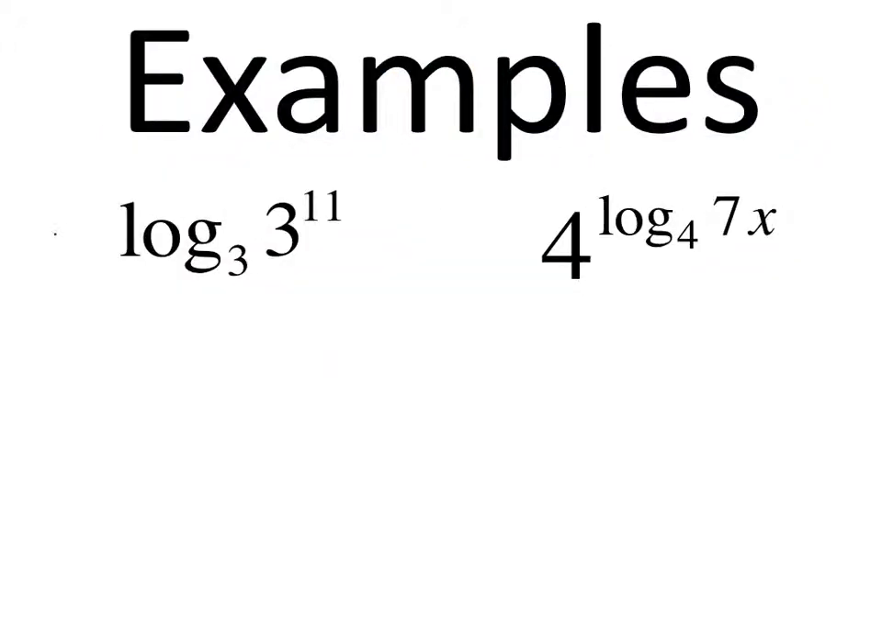So I had 2 examples for this. If I look here, I have log base 3 of 3 to the 11th power. Because these 2 match, they're going to cancel, and I'm just left with 11. This time it's written backwards. I have 4 as the base of the exponential and 4 as the base of the log. So the exponential and the log written together cancel each other out. This only simplifies down to 7x. And that's all there is.